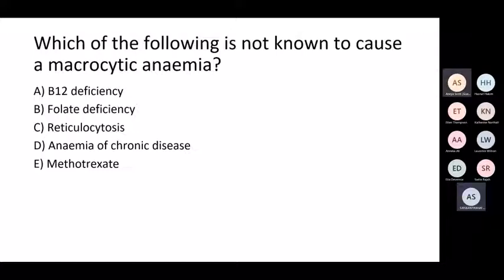Yeah, then you had one answer. Oh no, 2 answers. Okay, so 2 people have put C, 1 person has put D. So the answer is D. All the others cause a macrocytic anemia. Anemia of chronic disease is, in the early stages, normocytic, and then in late stages can become microcytic. Reticulocytosis means having lots of immature red blood cells, and the immature red blood cells are actually really big, and so it's a macrocytic anemia.